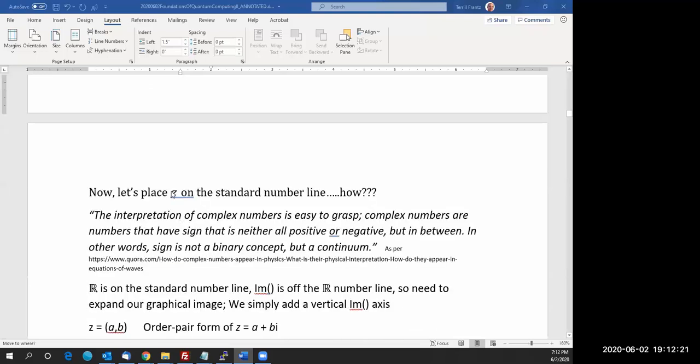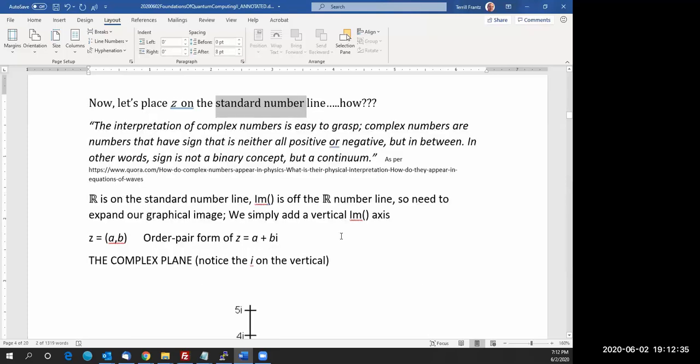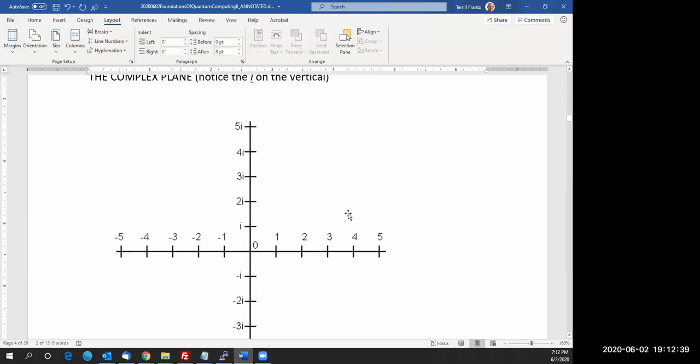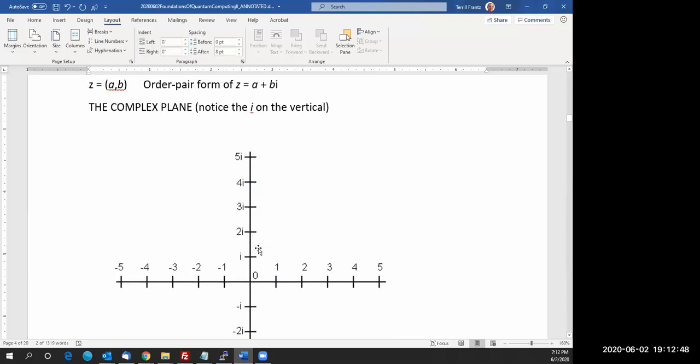And so how do we graphically look at or represent z? We certainly can't use the standard number line. It is essentially just one dimension. We'll use what's called the complex plane, a grid with the standard number line going horizontally, and then vertically we've got the i values, or the imaginary parts.